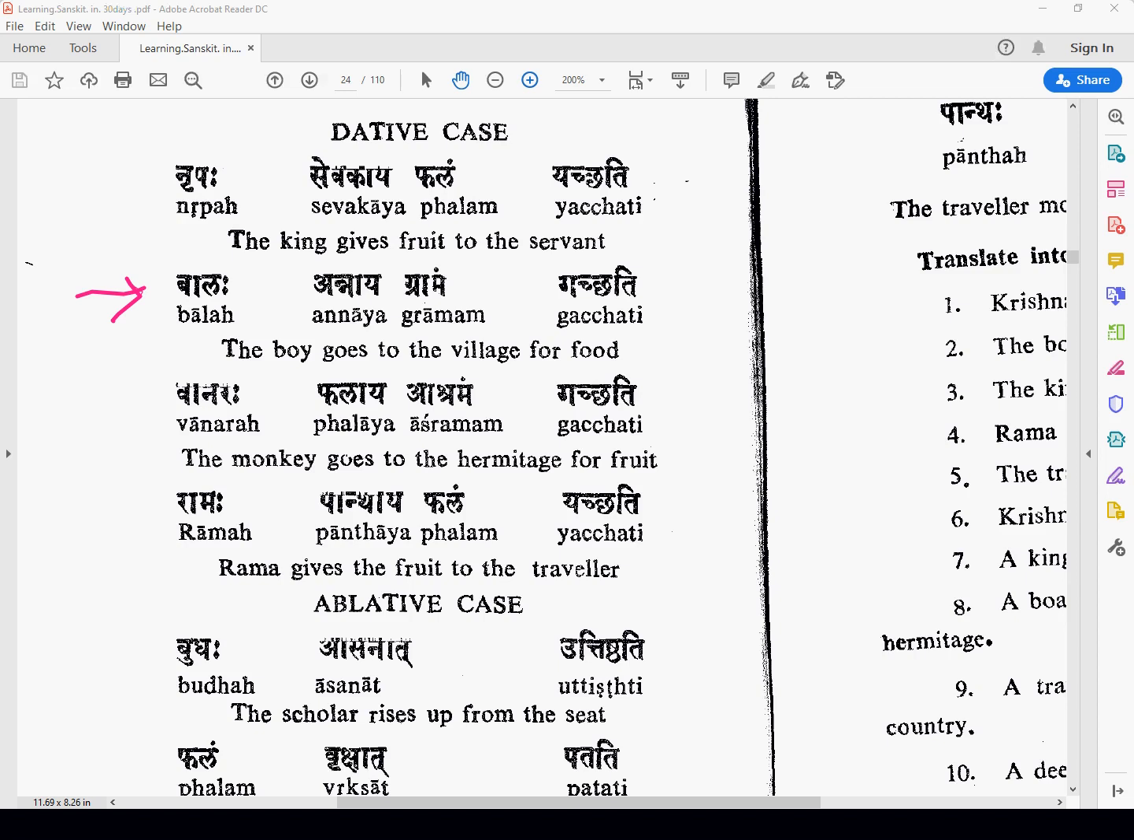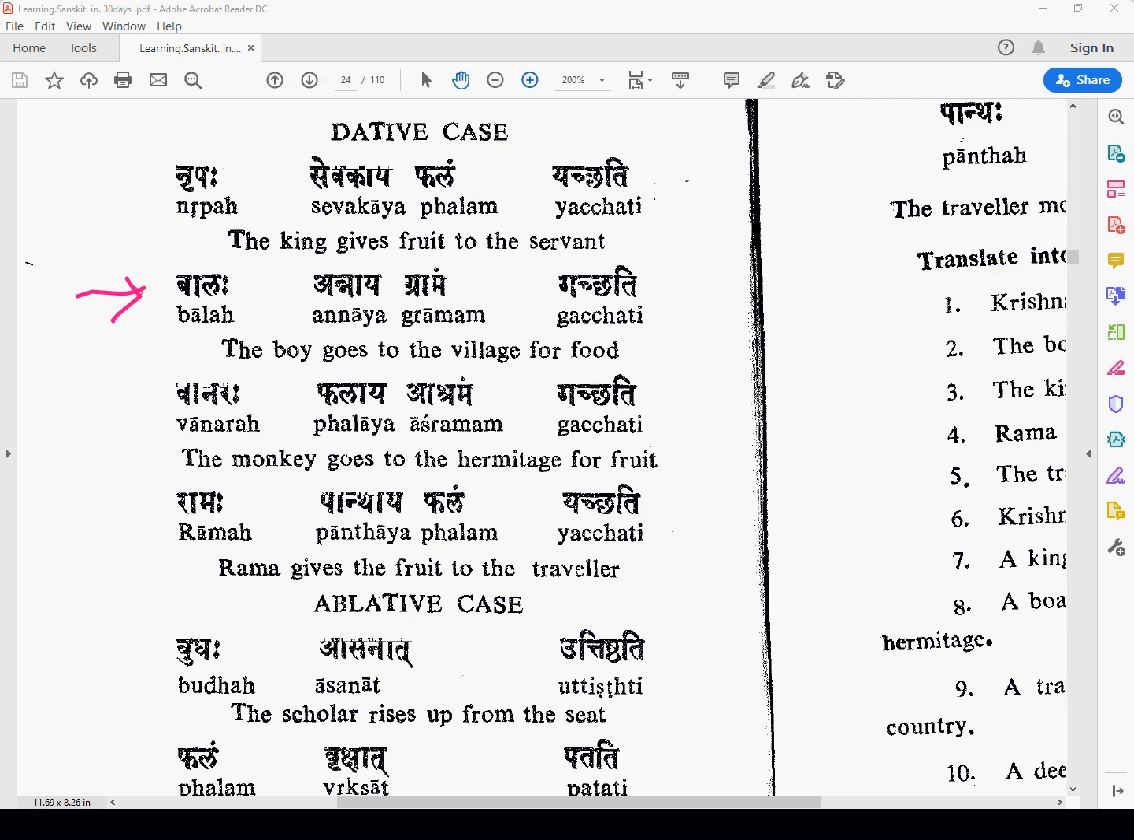Gachati is not like Yachati or Dadati. It is not giving, but it is going. But for what purpose? For what purpose is he going? So that can also be in Chaturthi Bhakti, fourth case here. So Balaha Annaya Gramam Gachati. For the purpose of Anna, Anna here is food or Bhojanam. So if it is Bhojanam, it will be Bhojanaya. Balaha Bhojanaya Gramam Gachati.